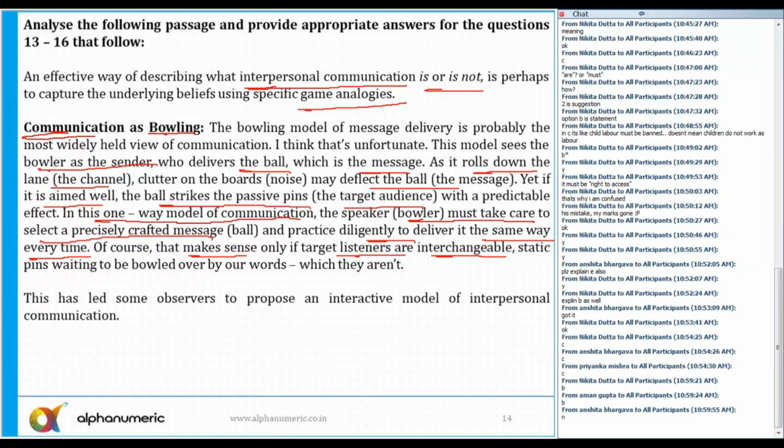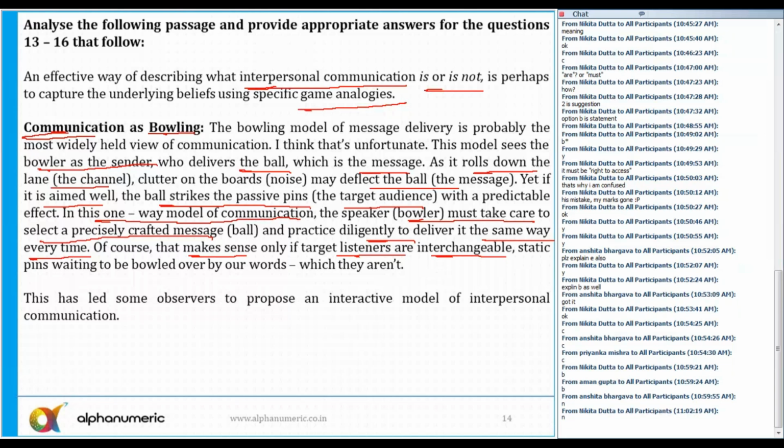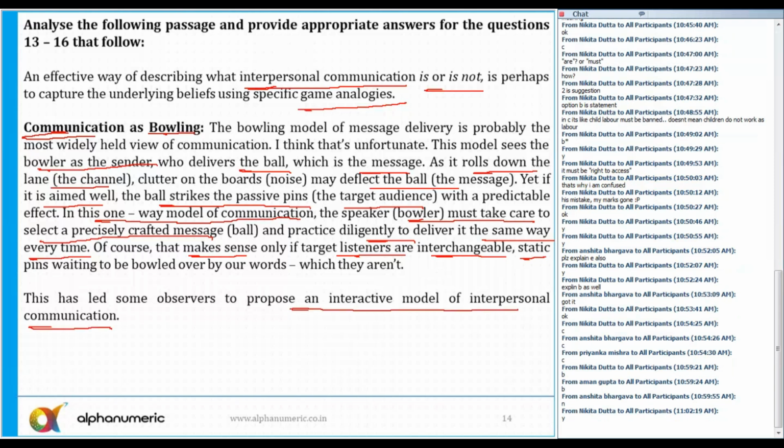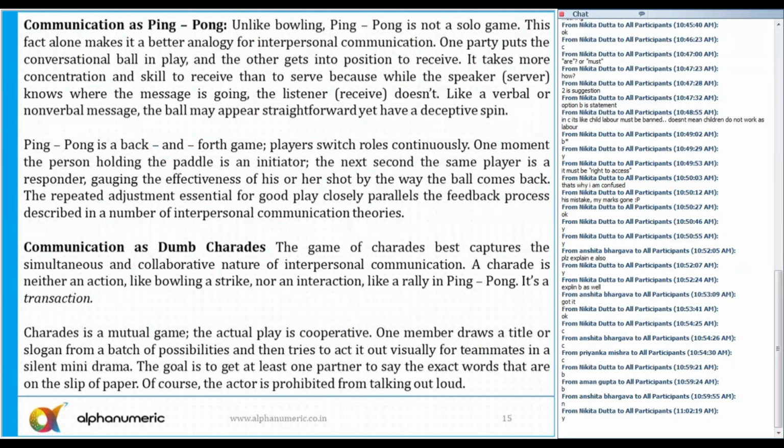Did you understand? Because this form of communication is static, some people have proposed an interactive model of interpersonal communication. Now, there are two models of interpersonal communication. Number one is communication as ping pong. Unlike bowling, ping pong is not a solo game. One party will put the conversational ball in play, the other one will get into position to receive.